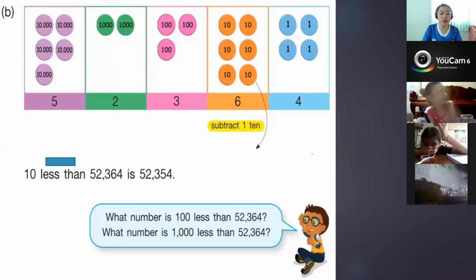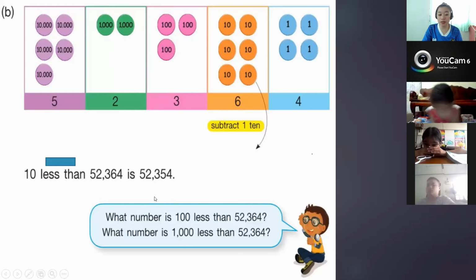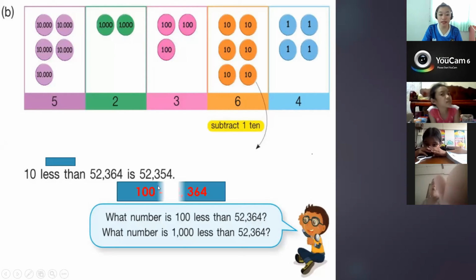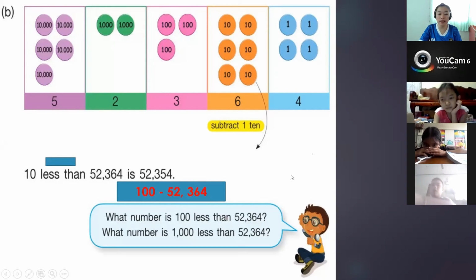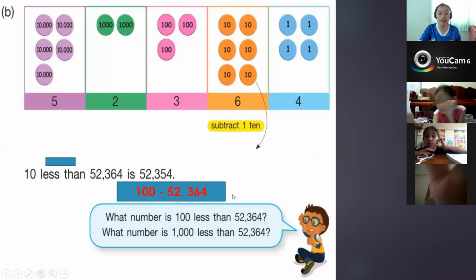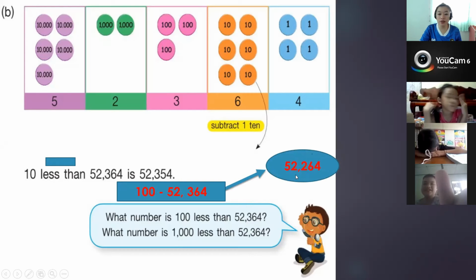Okay, so we have the next questions, 2 questions again. What number is 100 less than 52,364? When we say less than, you're going to subtract, right? So we have the statement 100 minus 52,364 is equal to, okay, what is the answer? 100 minus 52,364, it is equal to 52,264.